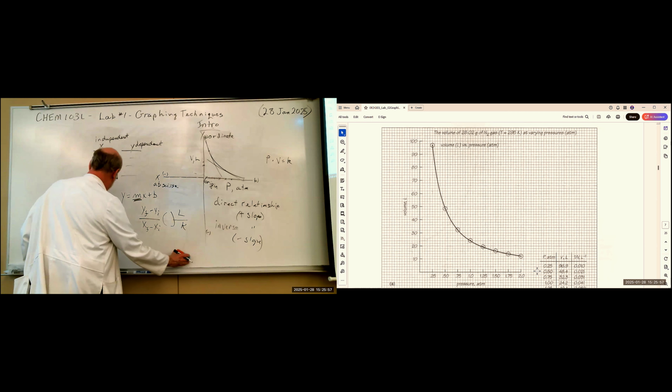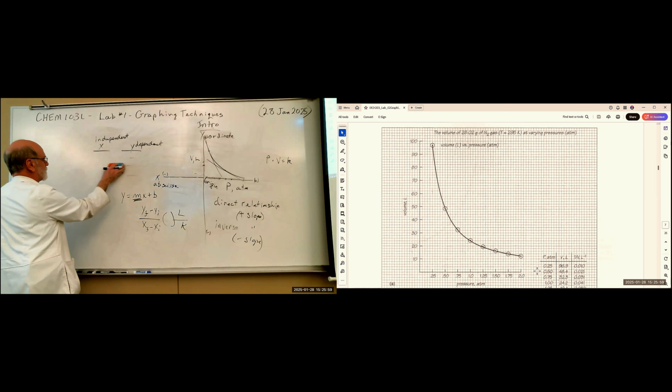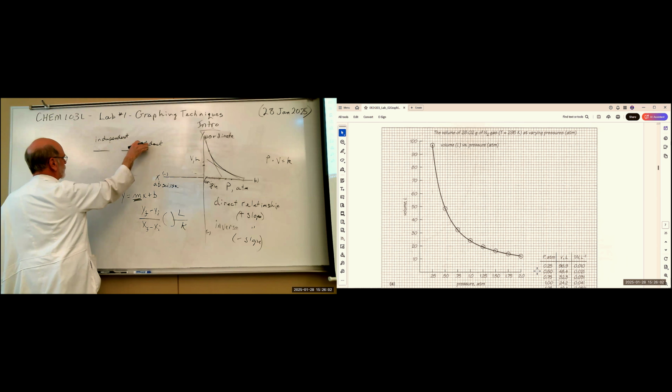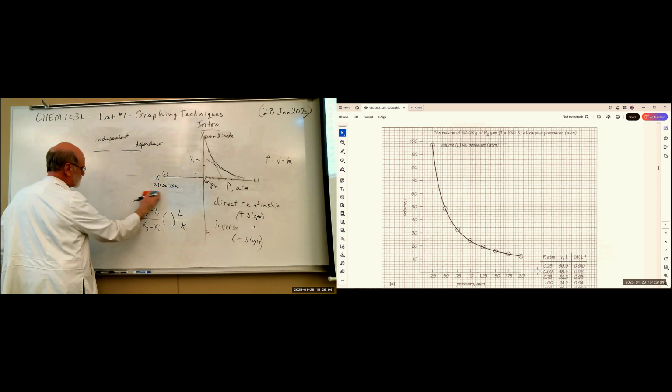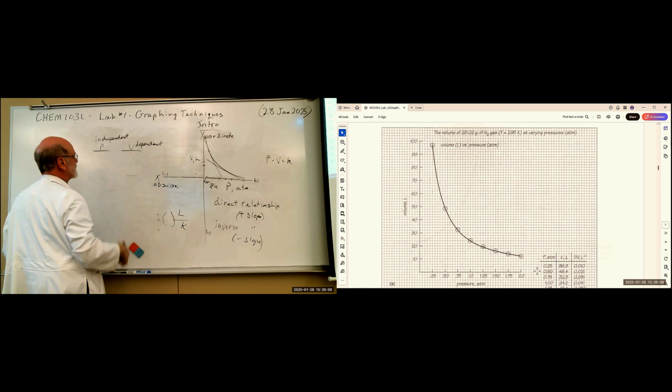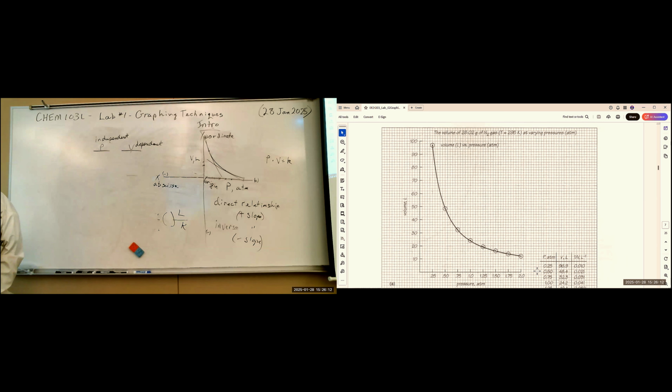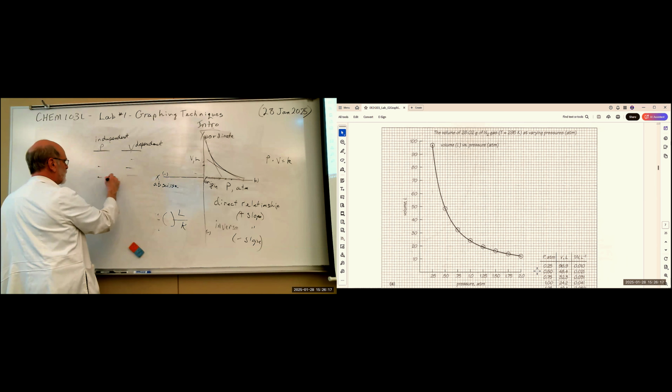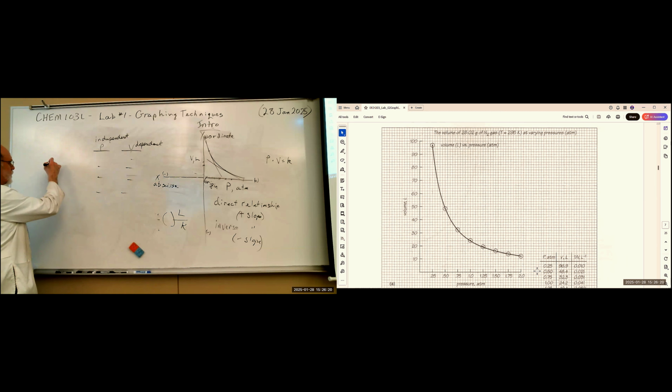Now, turns out that we can make a straight line out of that data. Pressure is the independent one. Pressure is independent and volume is dependent. Volume is response to what we do to pressure. Okay, so we get this series of data points, and we know that they're going to be P times V equals a constant. All right, I want to make a straight line out of that information.